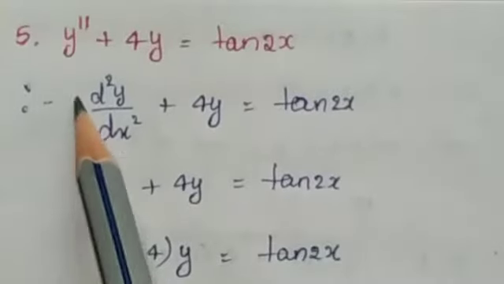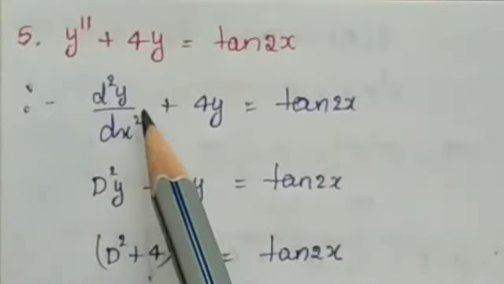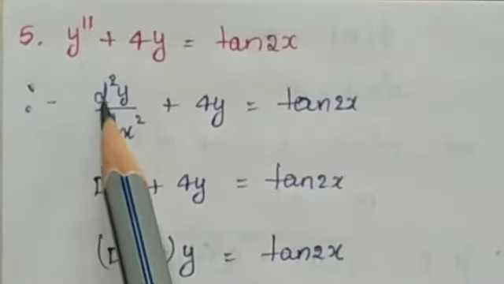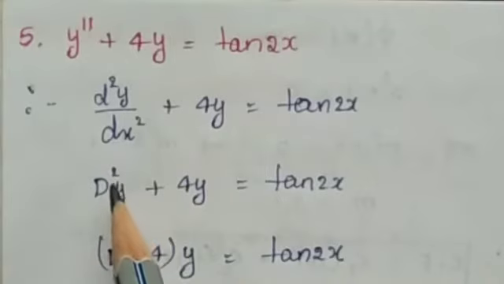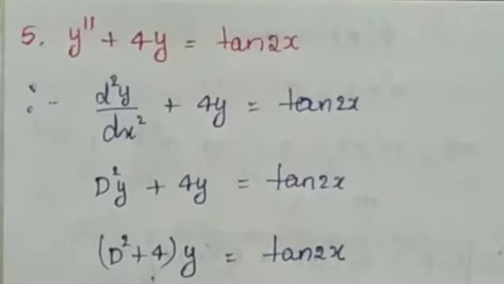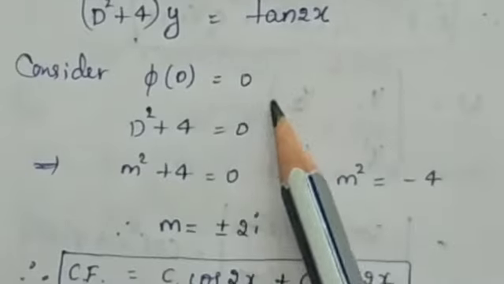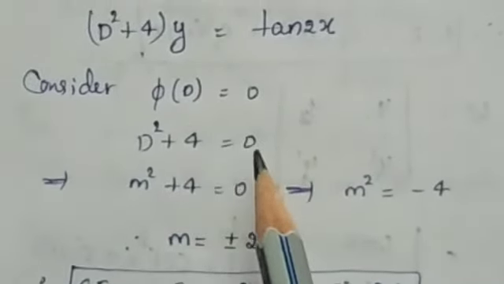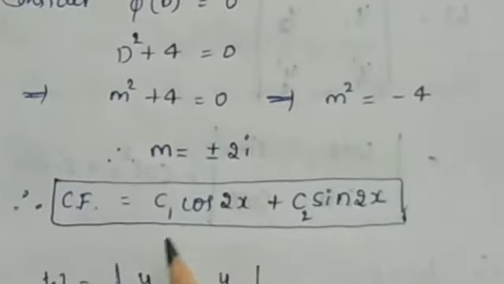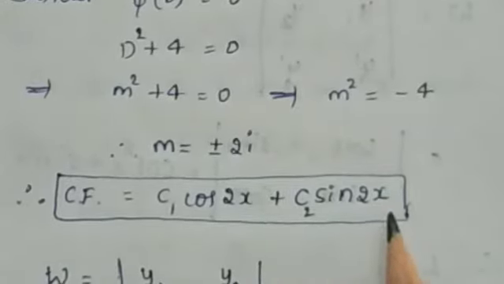Next problem. Solve y double dash plus 4y equal to tan 2x. y double dash is d square y by dx square plus 4y equal to tan 2x. So you put d by dx equal to capital D. You get D square y plus 4y equal to tan 2x. Take y as common factor. You get D square plus 4 into y equal to tan 2x. Let us consider phi of D equal to 0. Phi of D is D square plus 4 equal to 0. Then you get imaginary roots. Okay, so the complementary function is c1 cos 2x plus c2 sin 2x.